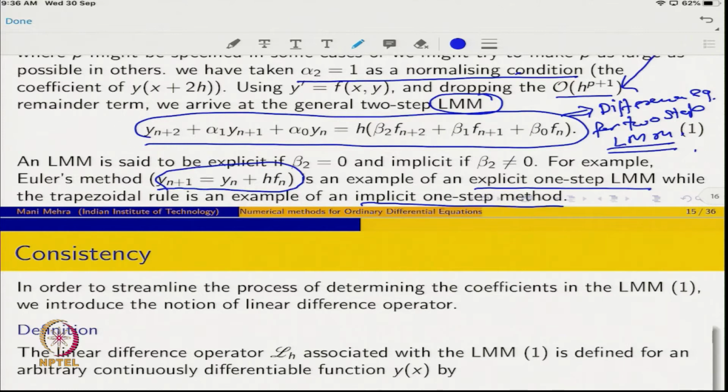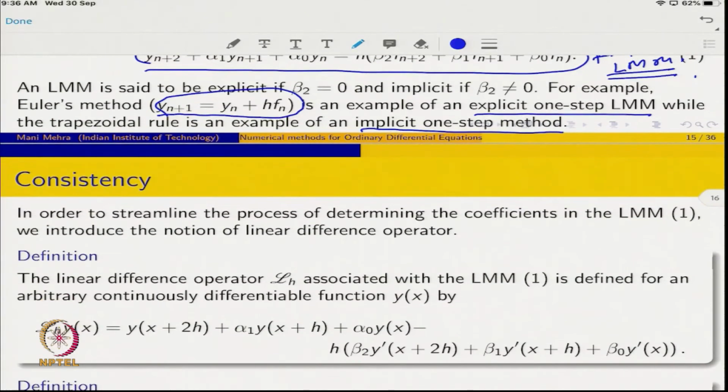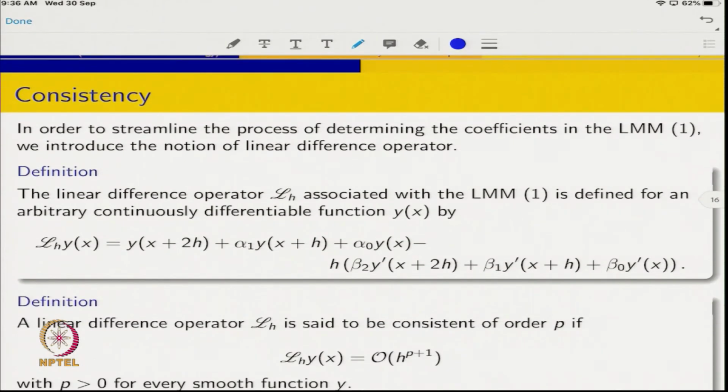We have to choose according to some process. So, what is that process? That I am going to explain to you. The linear difference operator L_h associated with the LMM is defined for an arbitrary continuously differentiable function y(x) by the following definition. So, here is the definition of a linear difference operator which we are introducing right now.